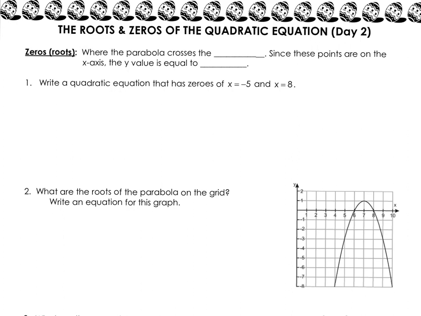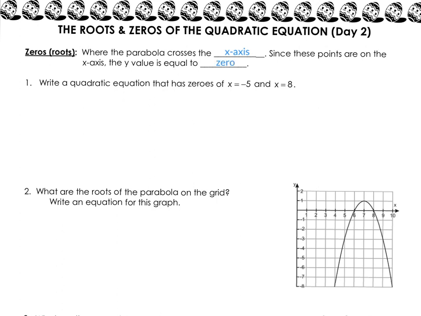Today we're going to be talking about the roots and zeros of quadratic equations, and these are things that we've actually already talked about, so it should be a review topic for you. So the zeros, roots, or what we also call the x-intercepts, are where the parabola crosses the x-axis. Since these points are on the x-axis, the y value is always equal to 0. And again, this is something that we've already talked about.